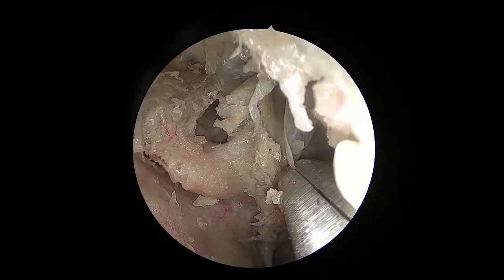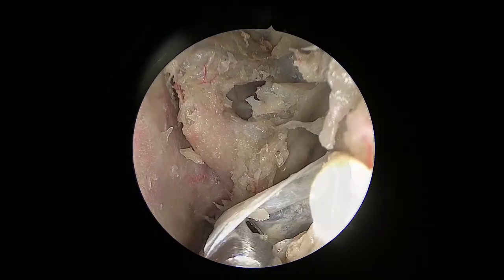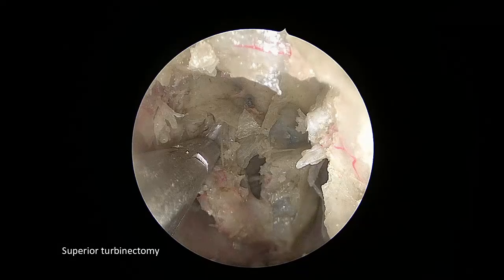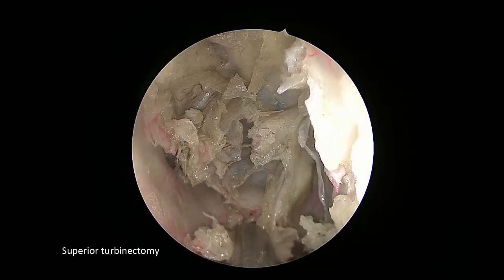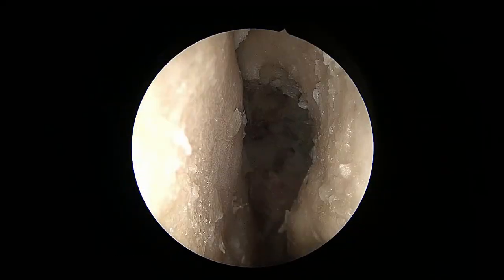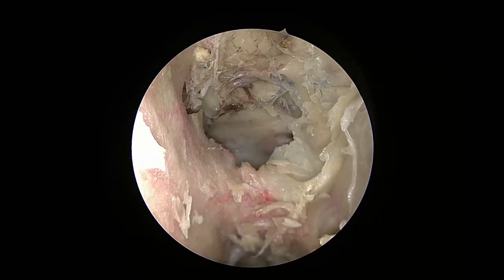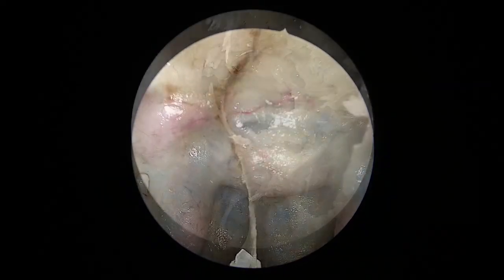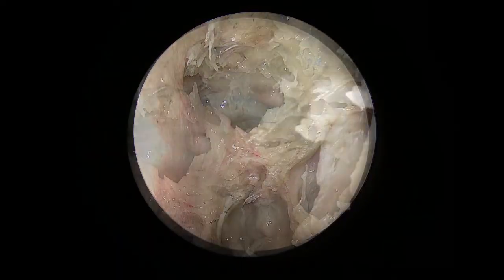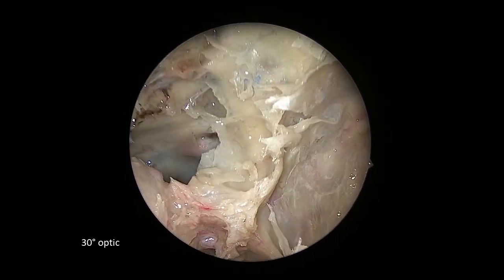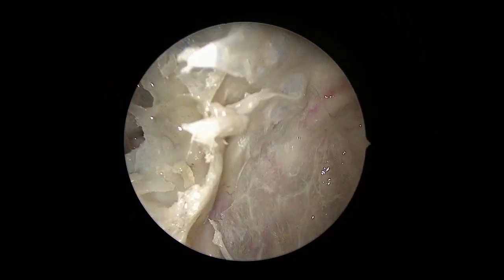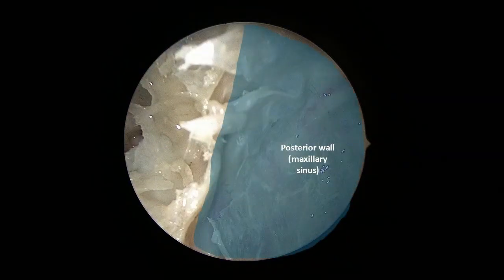See how the mucosa of the sphenoid sinus is now removed, same as the superior turbinate, to further increase the access to the sphenoid sinus. Now here with the 30 degrees scope, we can see the relation between the posterior wall of the maxillary sinus, the orbit, and the sphenoid sinus.